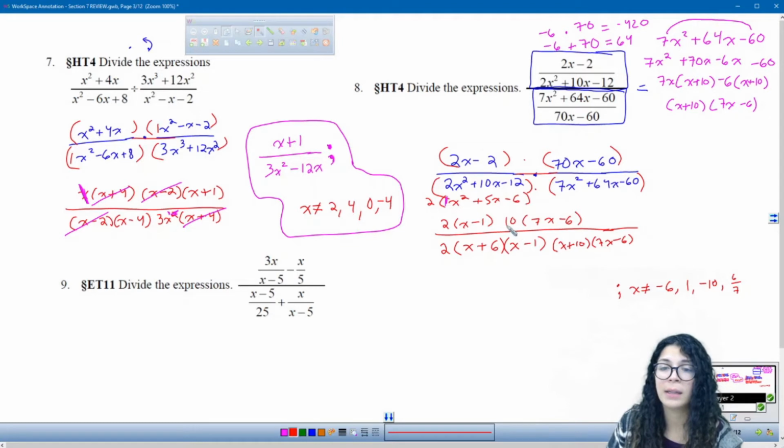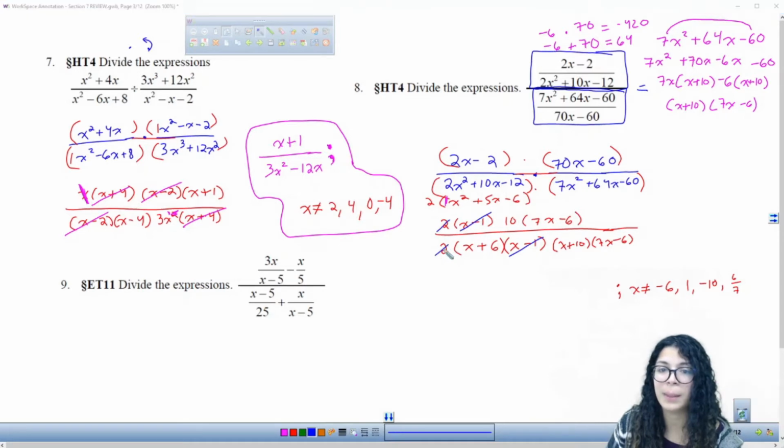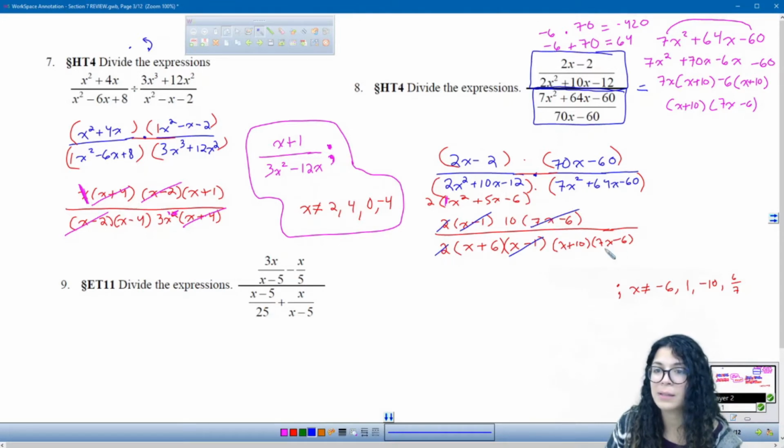So then, let's go ahead and cancel out common factors. So x minus 1 divided by x minus 1 cancels, 2 divided by 2 cancels, 7x minus 6 divided by 7x minus 6 cancels, and that's it. Remember, you cannot cancel out terms.